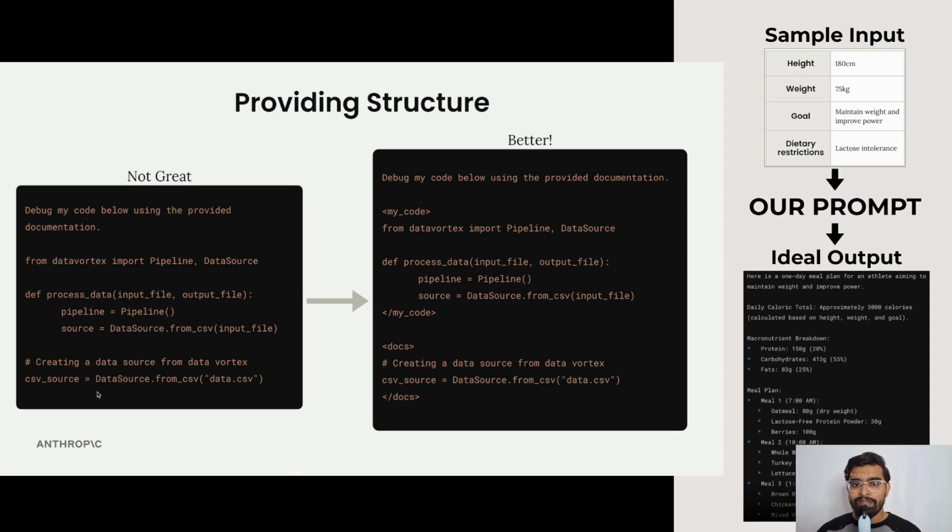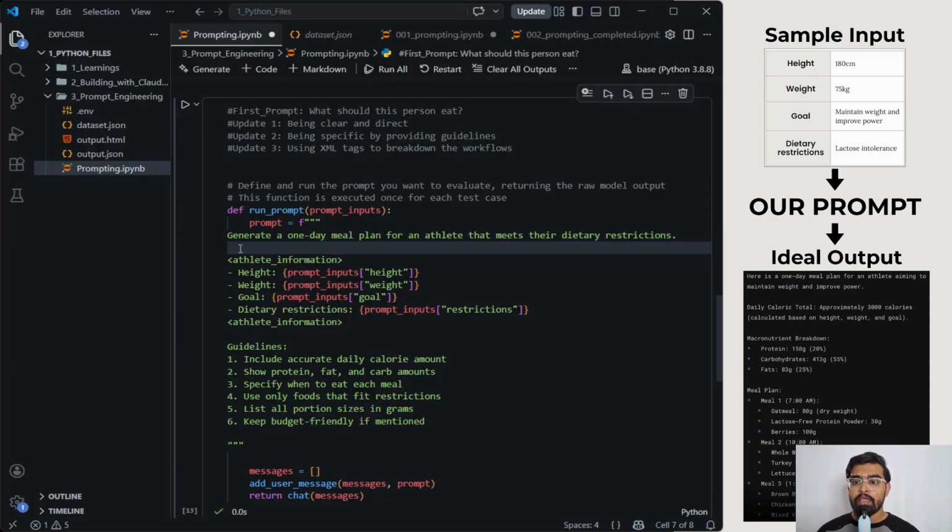We can provide a structure with the help of XML tags. You can see here we are using two tags. The first one is about my coding and the next one is about documents. That will help your model understand different types of workflows, provide a structure, and reduce your time to response.